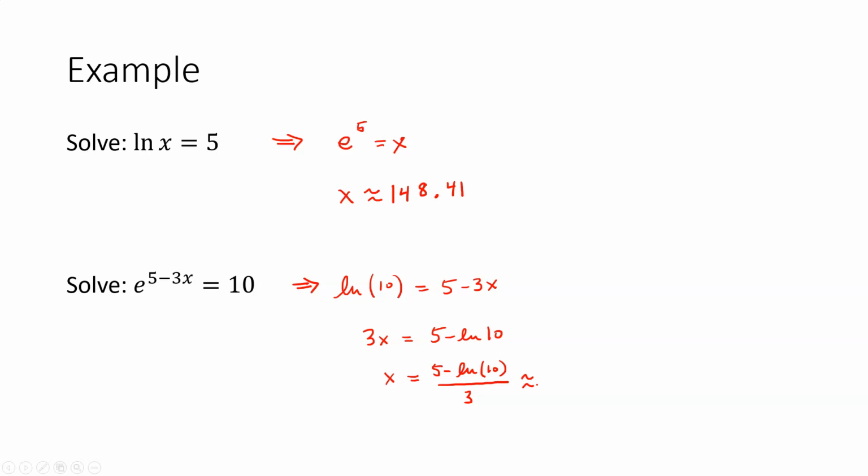So here we have an exact answer, and again we can use our calculator to approximate the value here. 5 minus ln of 10, and then divide by 3, we get something around 0.899. Okay, so we see here just interchanging between the logarithmic and the exponential form allows us to easily solve these basic types of equations.